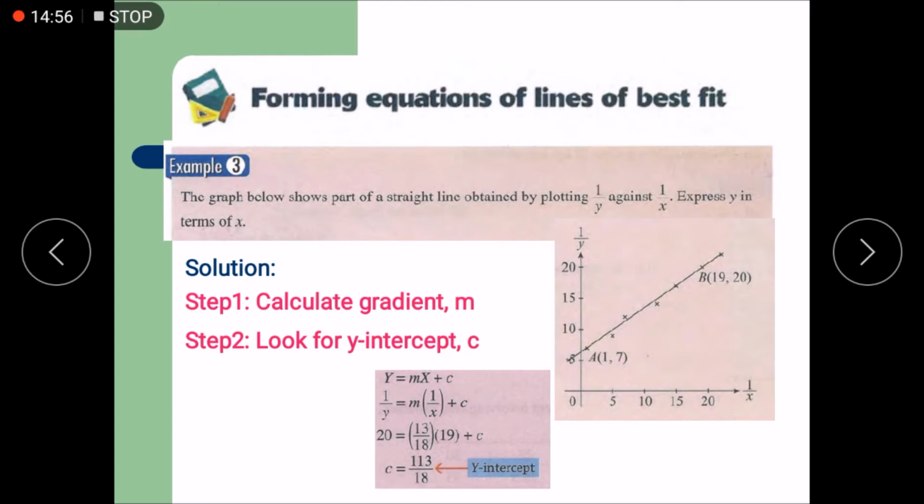If you use point A, 1 over y will be 7 and 1 over x will be 1, so it will get the same answer. So your c will be 113 over 18. Another method, if this graph is drawn on graph paper, you can actually just read it from the paper. That is also how you can get your y-intercept.